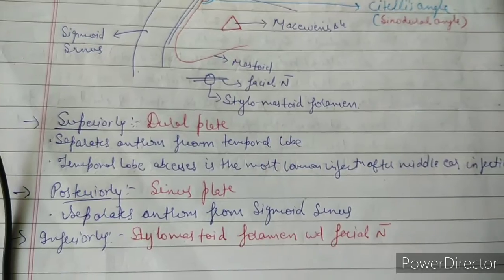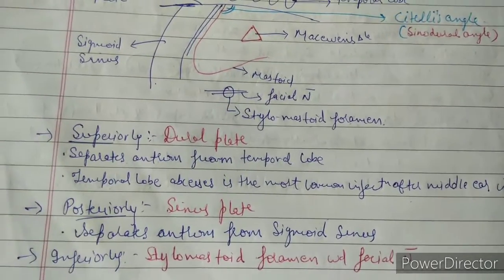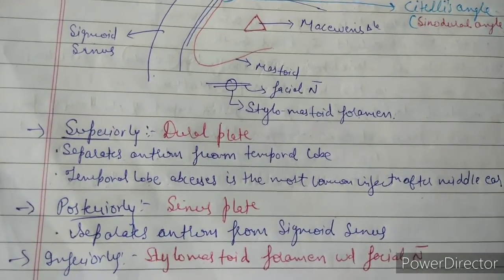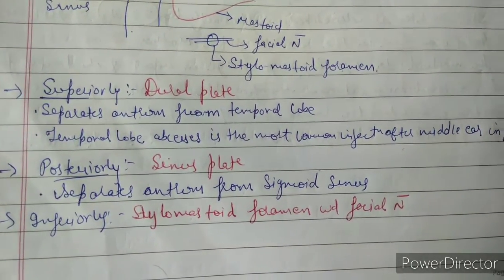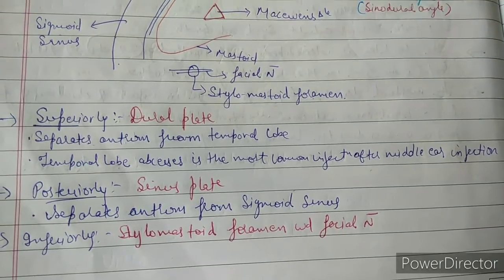So superiorly, the boundaries we will now discuss. Superiorly, it has the dural plate. It separates the antrum from the temporal lobe. So temporal lobe abscess is the most common infection after middle ear infection.